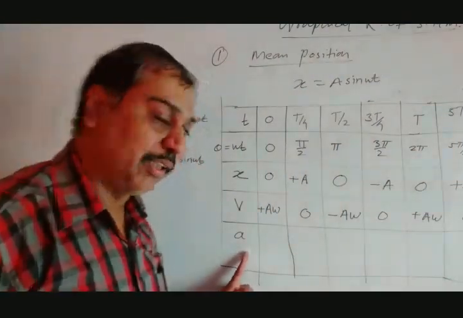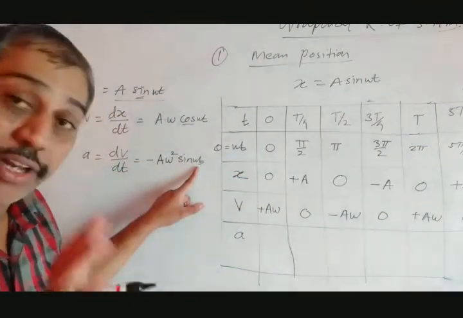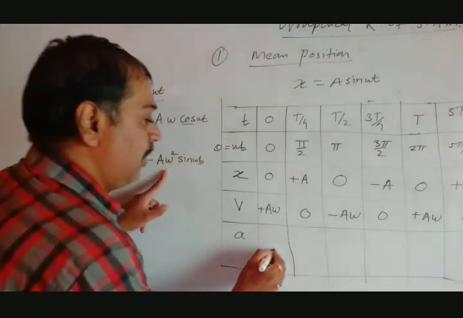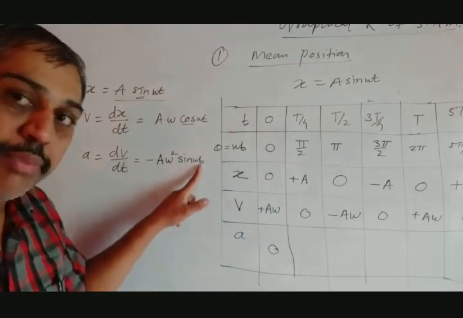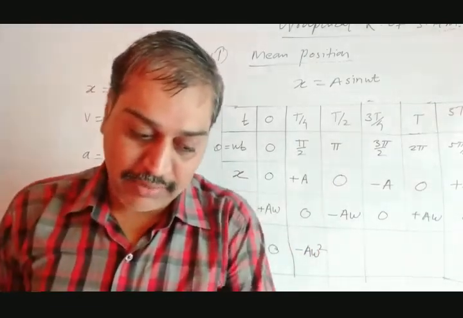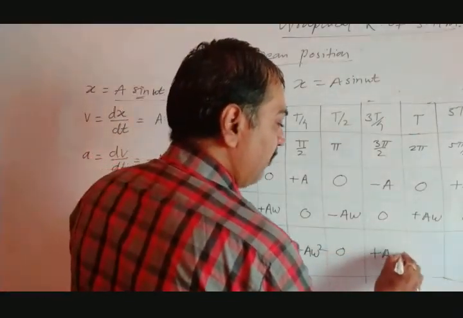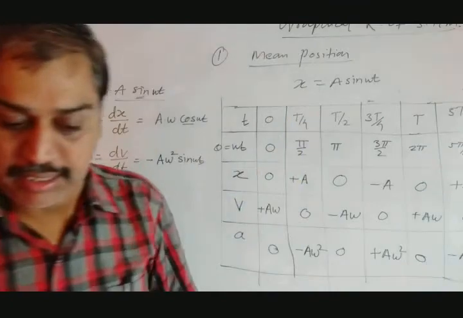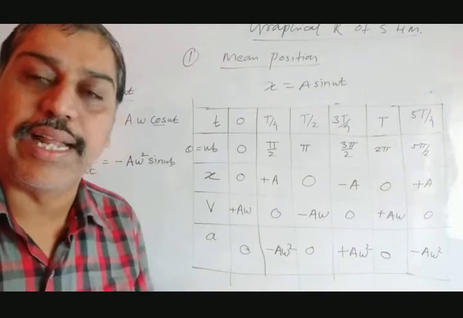Similarly, for acceleration, put omega t as 0 here. Sine 0 is 0. So 0 into anything would be 0. Sine of 90, put omega t as pi by 2 here. Sine of pi by 2 means sine of 90 is 1. Minus a omega square. That is the only difference. Minus a omega square. Then it is 0. And repeat it. Plus a omega square, 0, then minus a omega square. This would be the table. And you can compare this table with the table given in your book. Both the tables are the same.